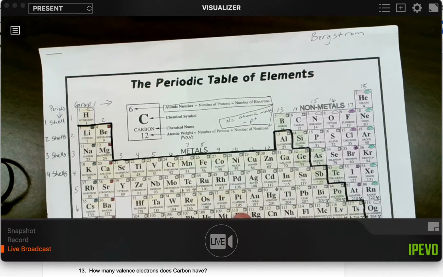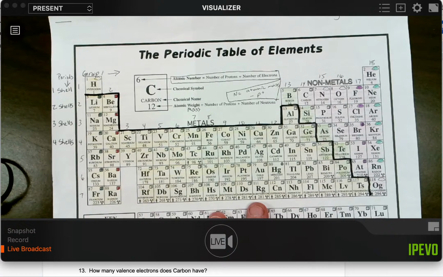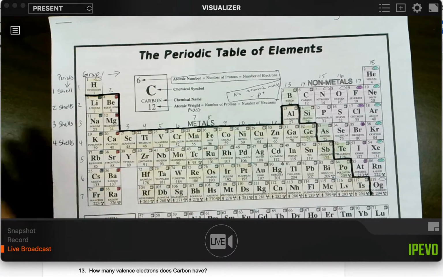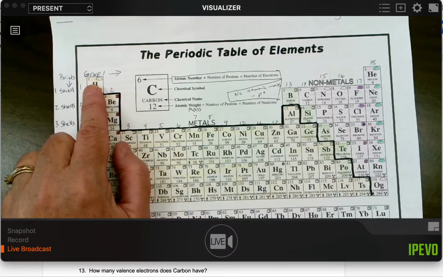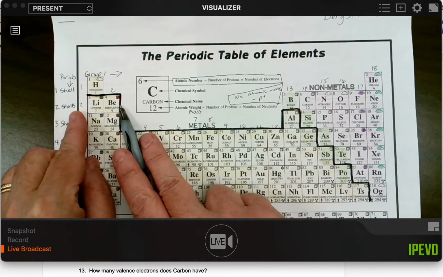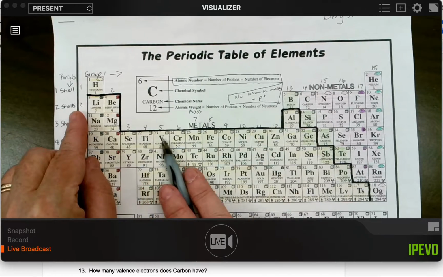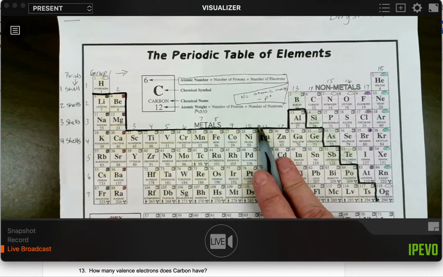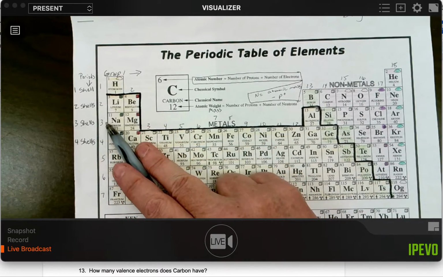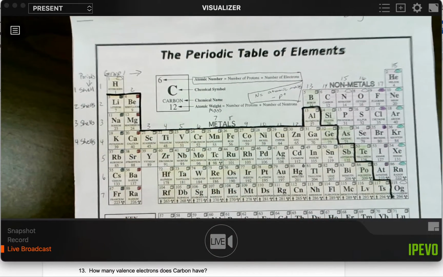Okay, so we're going to start with our periodic table here. A couple things we have done already is we have labeled the groups. So remember, our groups run from left to right. Group 1, Group 2, Group 3, Group 4, and so on. Our periods run from top to bottom, period 1, period 2, period 3, period 4.